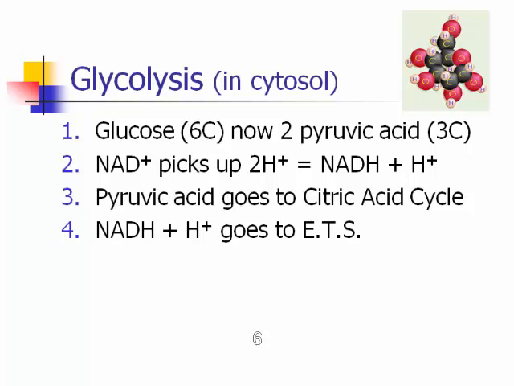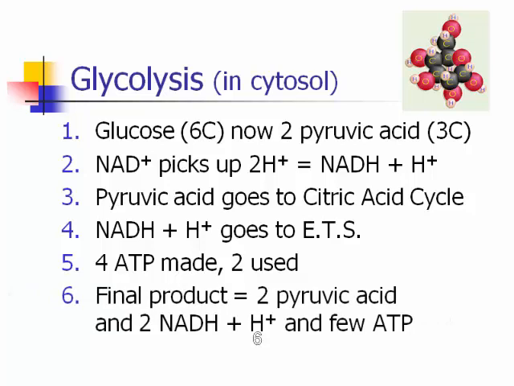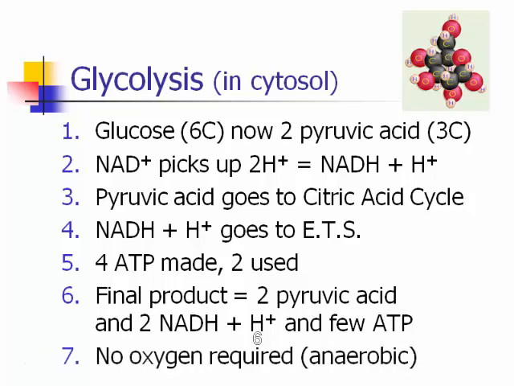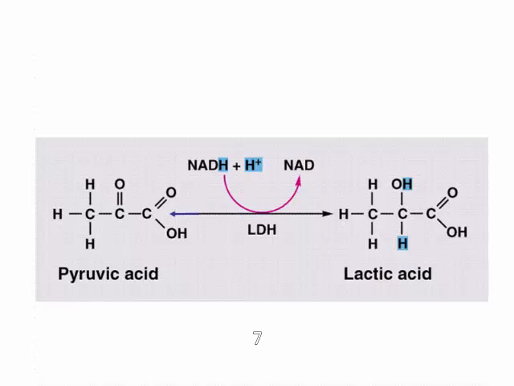Okay, so on the test you're not going to write ETS for me. You're actually going to write the full term, electron transport system. I have it abbreviated here only because, like your flashcards, my slides are not supposed to have too many words. Otherwise they're too full and too small. So I abbreviate sometimes. 4 ATPs are made, 2 are used, and the final product is 2 pyruvic acid, 2 NADH, and a few ATP. Got it? Oh yeah, last thing. No oxygen is required, so this is an anaerobic process.